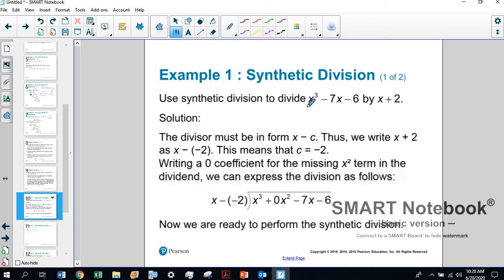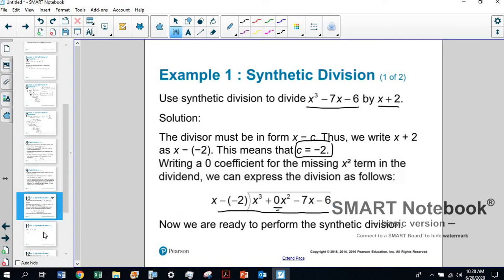We're going to do synthetic division with x cubed minus 7x minus 6, and we're going to divide it by x plus 2, which means the c is minus 2. And again, don't forget you've got to have that x squared term taken care of, so there's a 0 there. So we want to think of it like this.